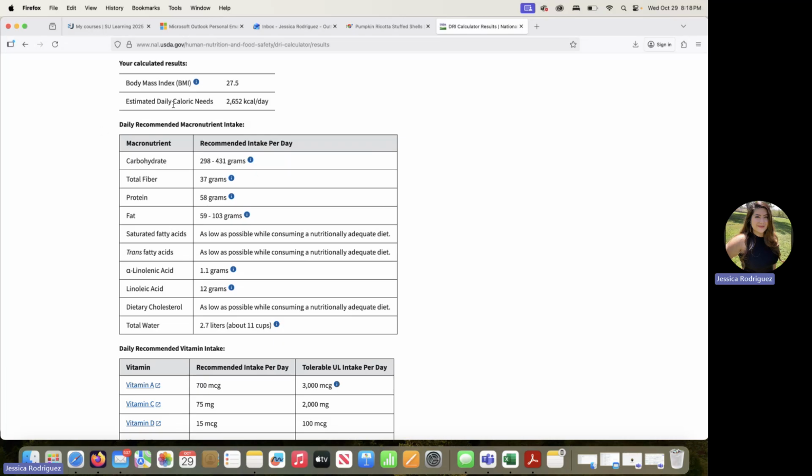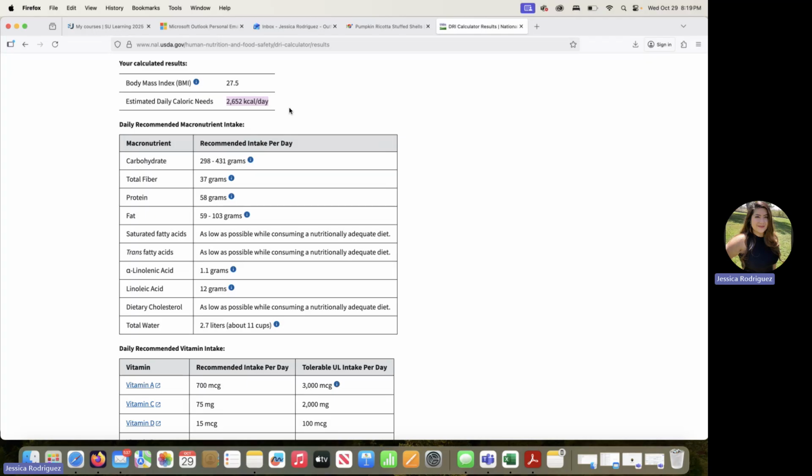My estimated daily caloric needs is going to be 2,652 kcals per day. So one thing that is very important to point out is that these kcals per day are the calories that I will be needing on a daily basis to maintain the weight that I currently have. Okay. So at any point, if you do want to make some lifestyle changes and you do want to lose some weight, please make sure that you talk to a professional.